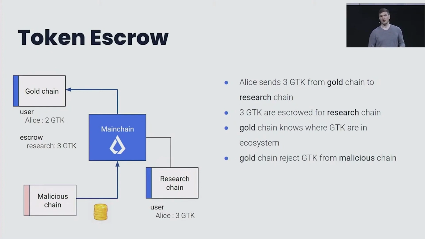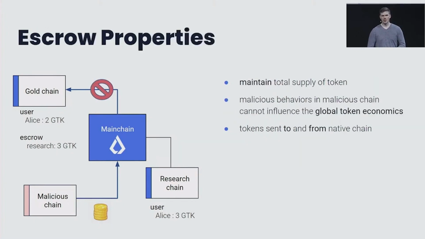But now, if the malicious chain tries to send back gold tokens, this will be detected on the gold chain, and the gold chain will close the channel to this malicious chain, saying, no, now we don't interact with you anymore. So in terms of properties, this allows every chain to maintain the total supply of tokens, and it prevents one bad actor in the ecosystem to somehow pollute the whole thing with malicious tokens.